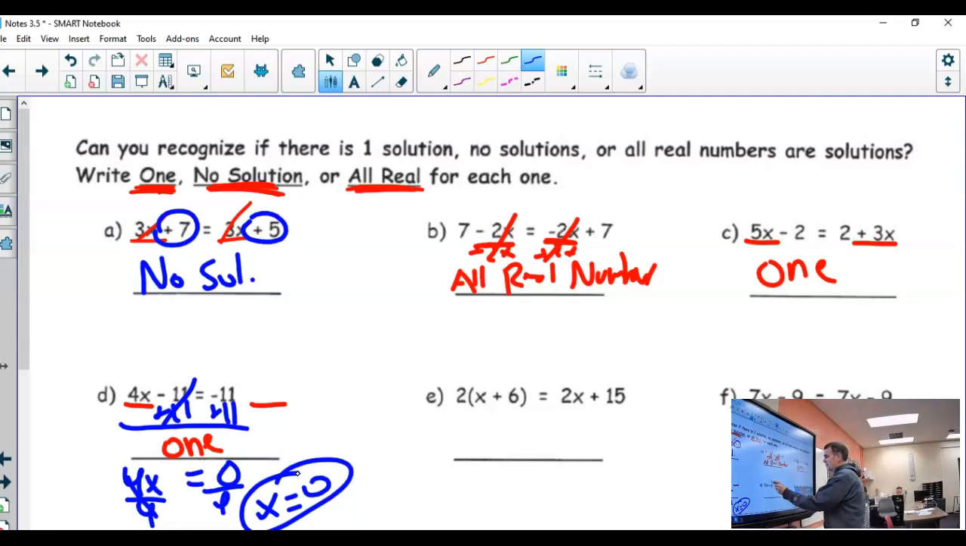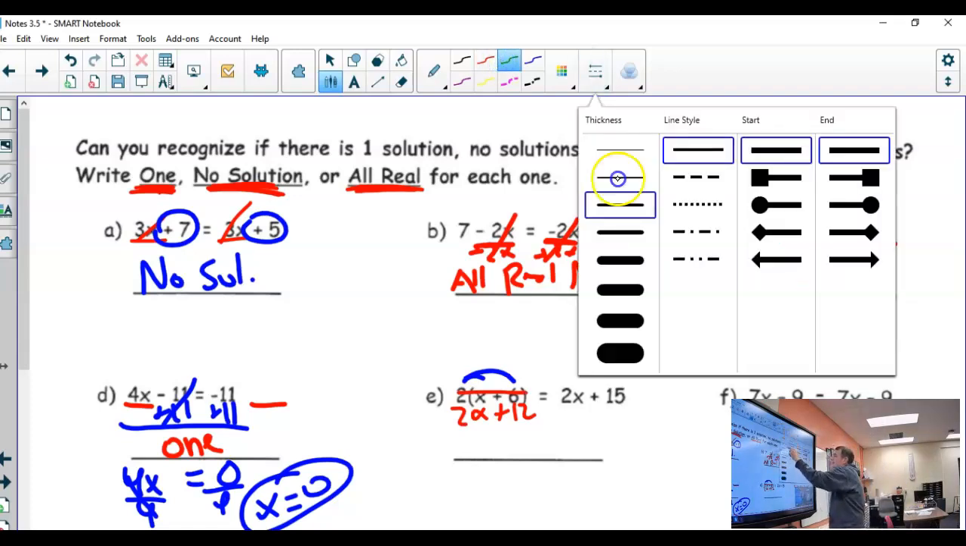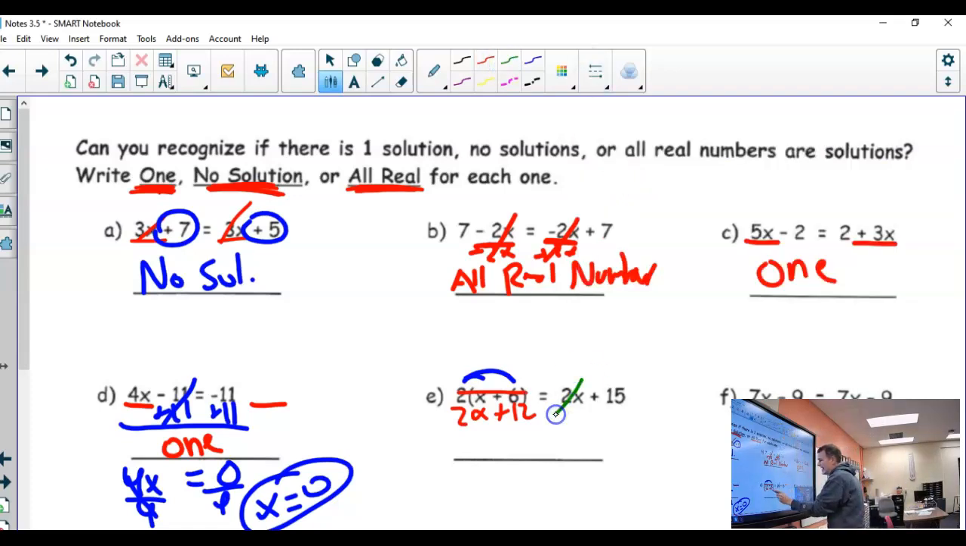All right, last up. Ooh, this one needs simplified. If I simplify it, I would get 2x plus 12. Okay, is this going to be one, none, or all? Let's see. The variable is the same on both sides, so it's going to cancel out on both sides. This one is none, right? Because 12 is not equal to 15.